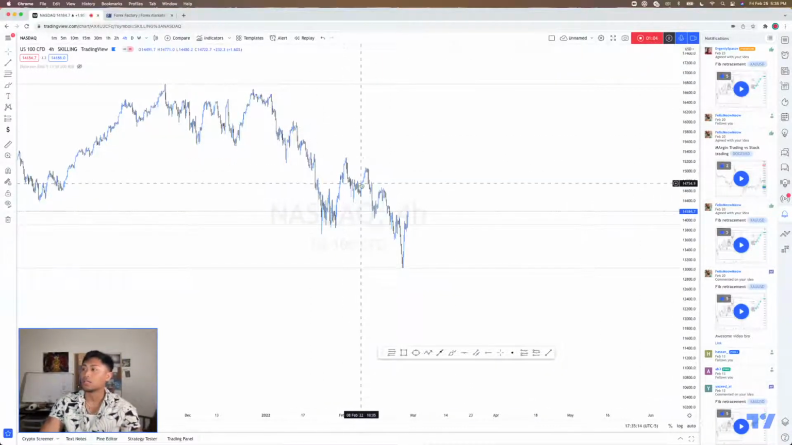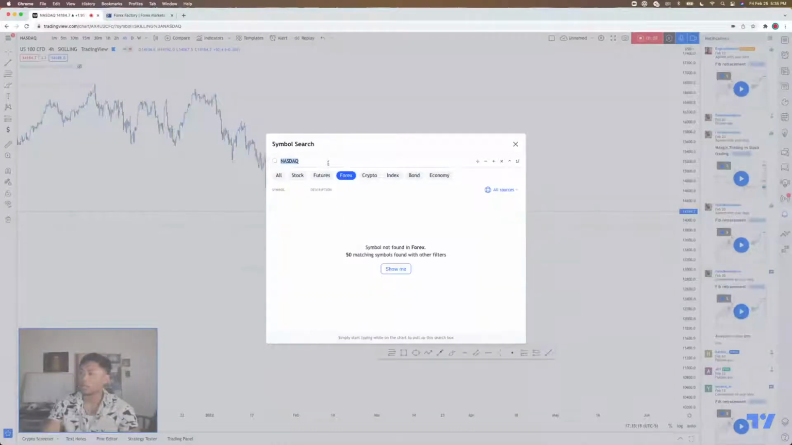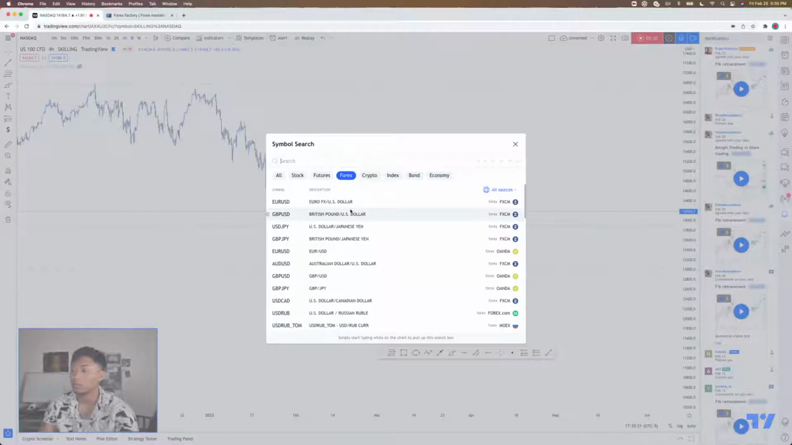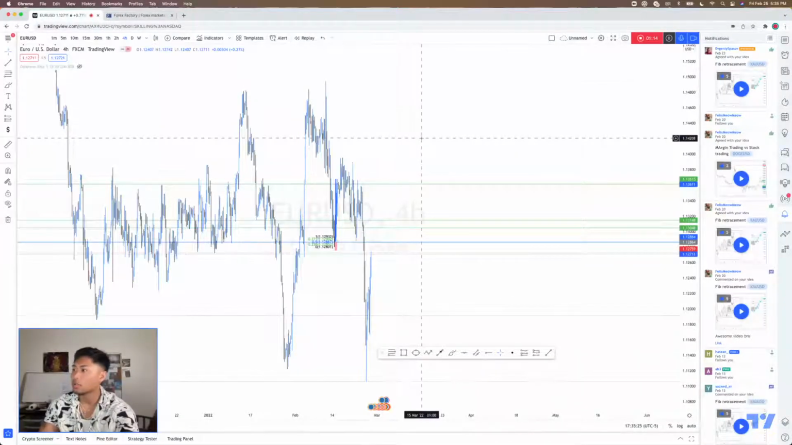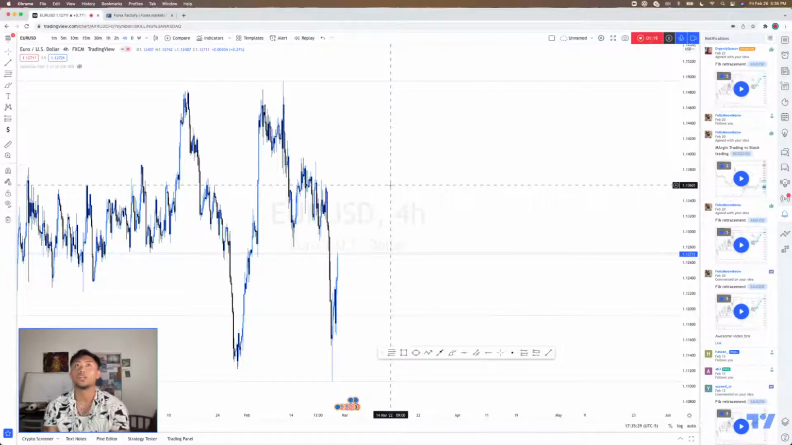As you can see, right now I'm on NASDAQ, but I'm going to change that to Forex and look up a random pair. For example, Euro. So I'm going to go ahead and delete this analysis. I don't even know why I had this. First things first, today is the 25th of February, 2022.